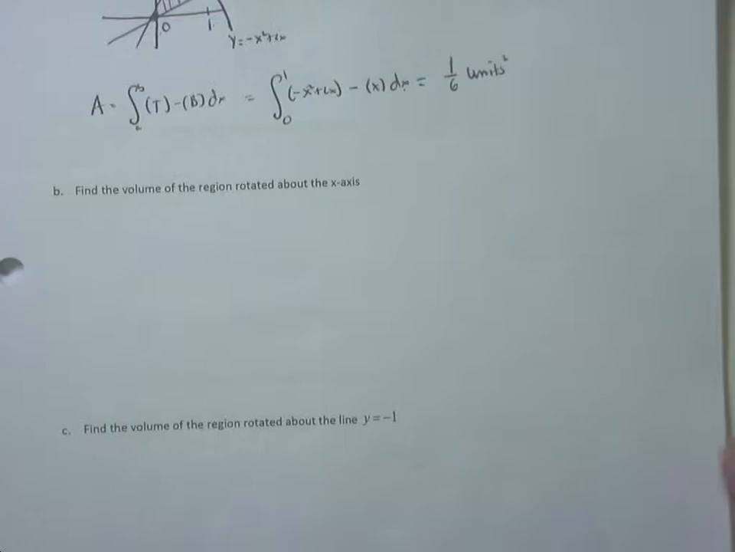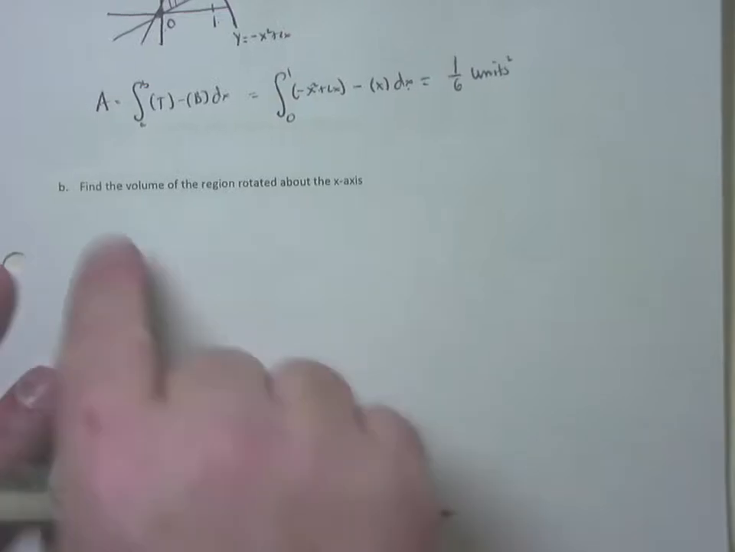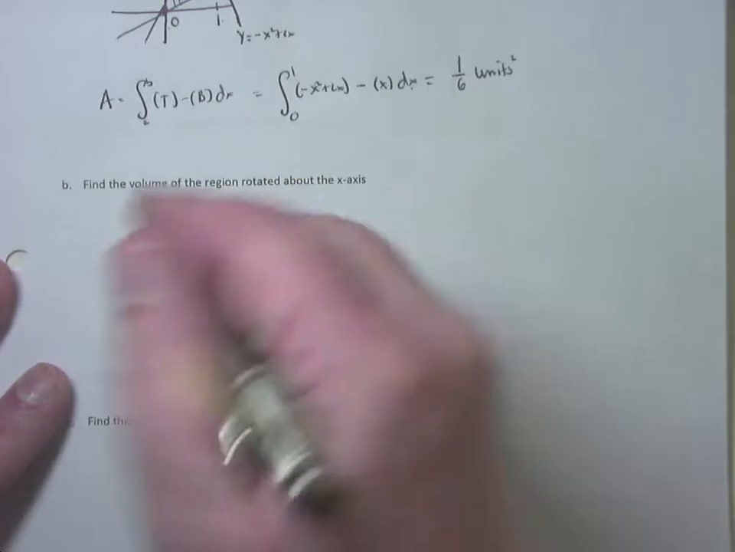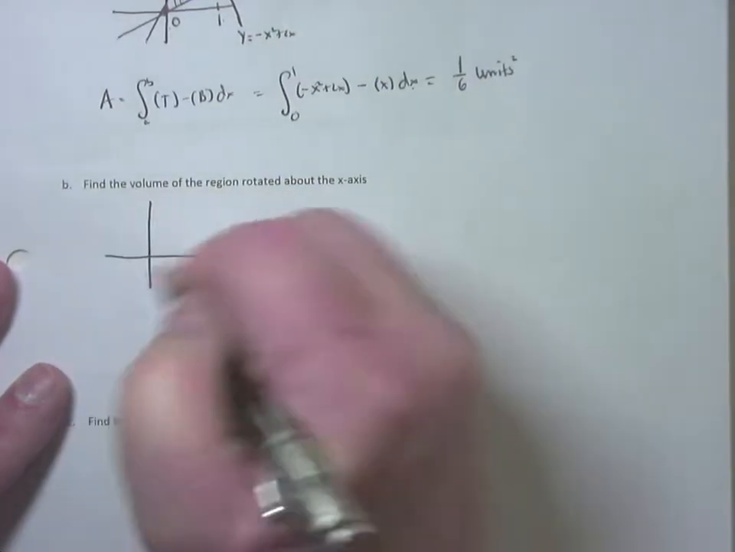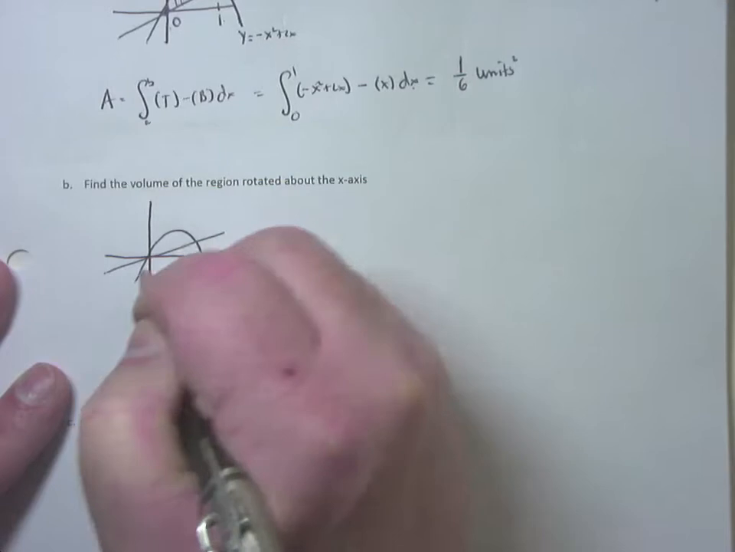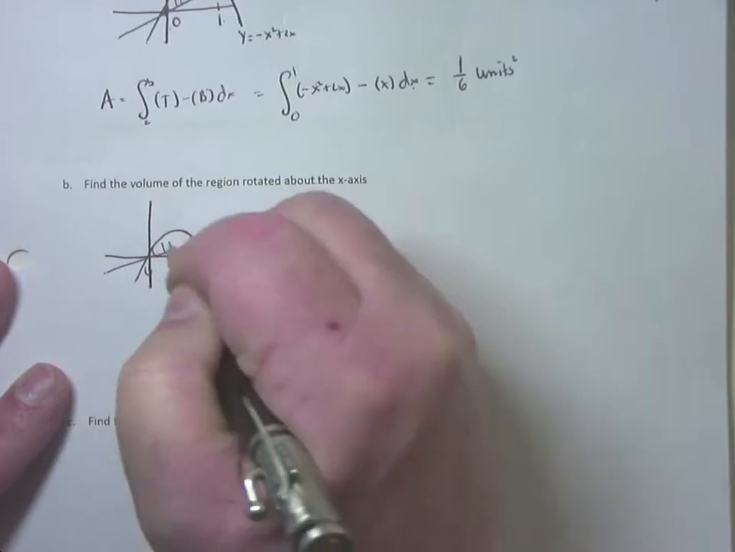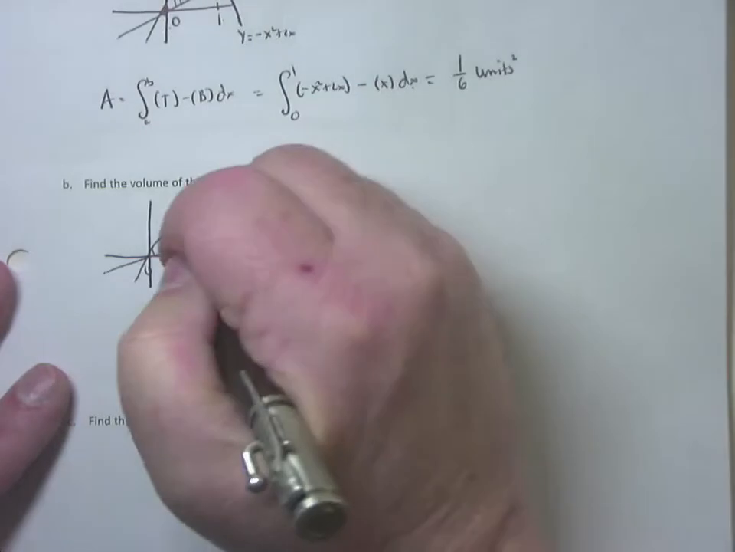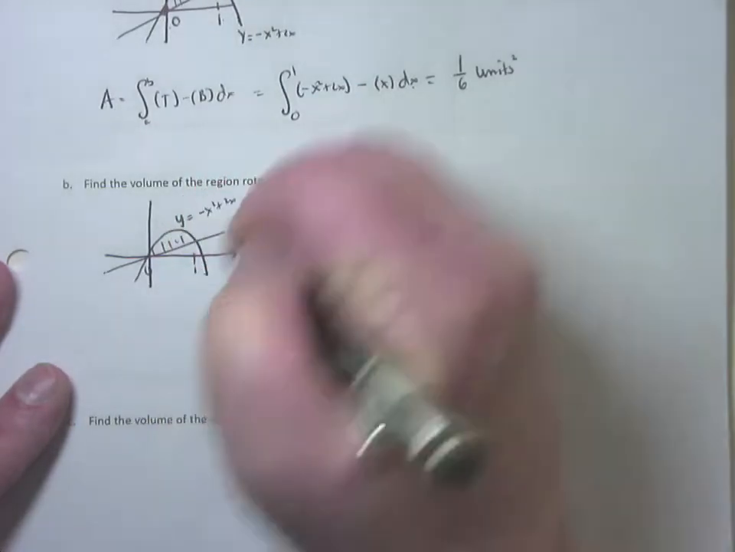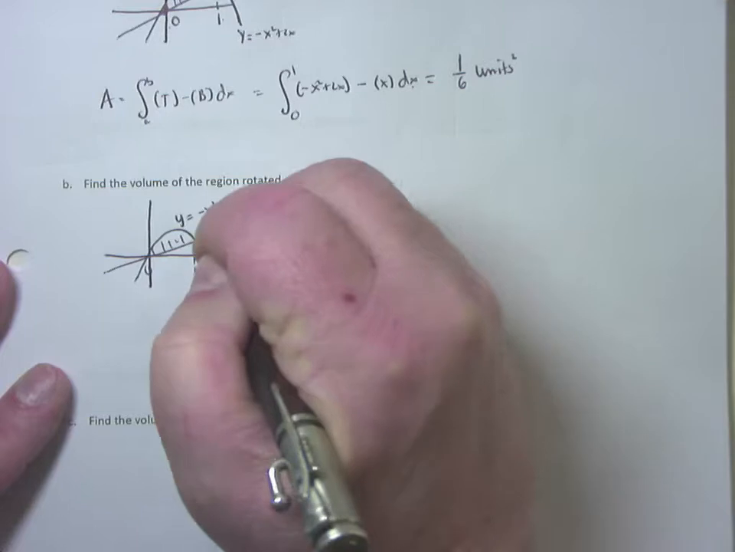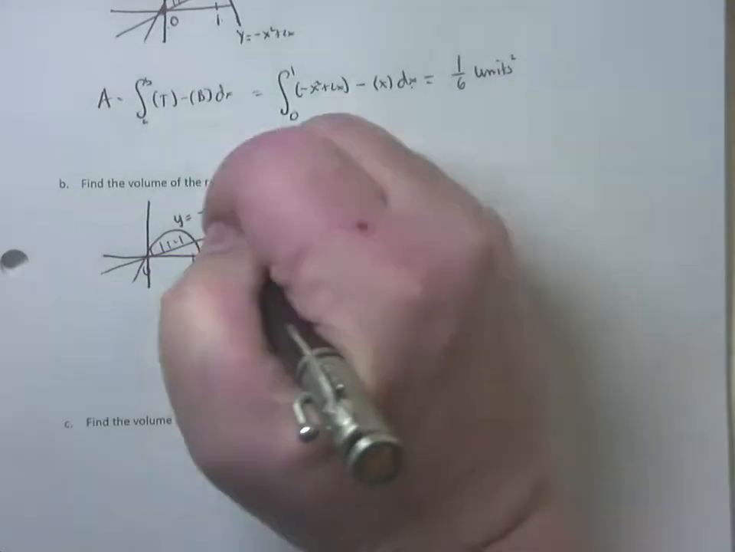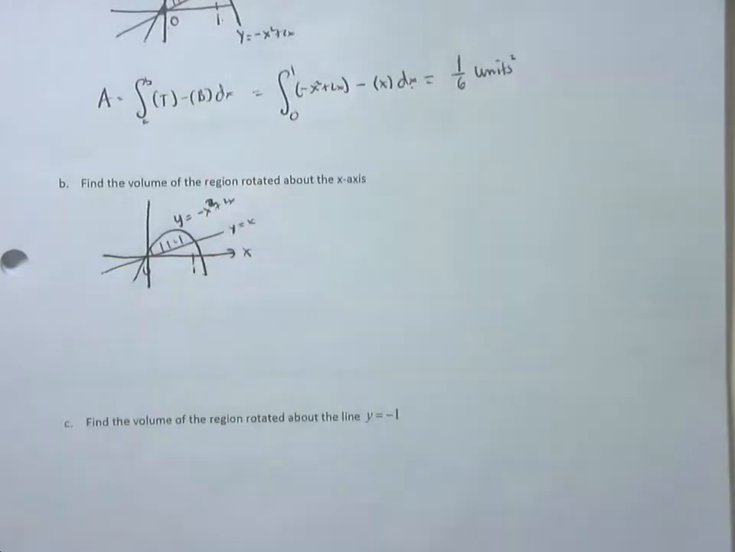Find the volume of the region rotated around the x-axis. So it's the same problem from 0 to 1, but this time we're going to rotate around the x-axis. So please understand, my function is in terms of x, y equals negative x squared plus 2x, and y equals x. The functions that define the region are in terms of x, and I'm rotating around the x-axis.